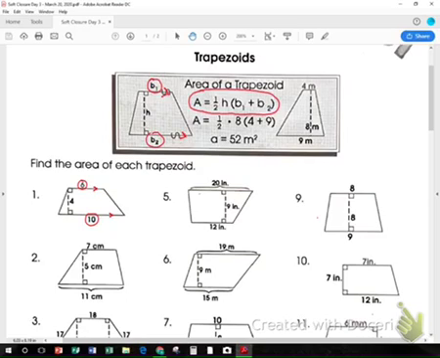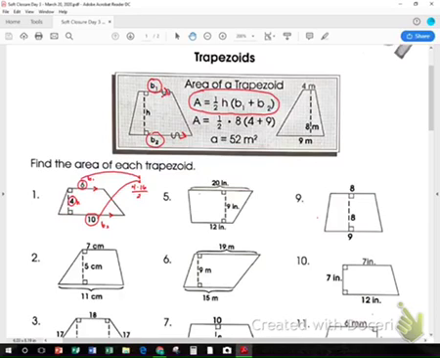6 plus 10 is 16. Good? Then we multiply by the height. So we have base 1, base 2. Then we multiply by the height. Height is 4. So 4 times 16. Remember, 16 was adding the 6 and the 10 together. Then we need to do half of that, so we divide by 2.